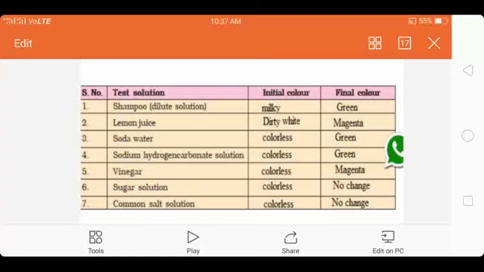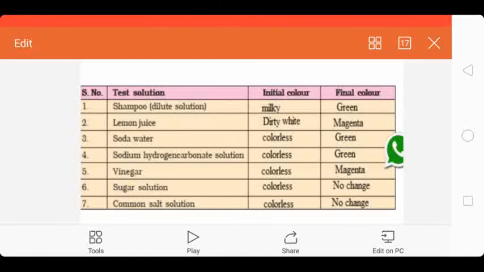First one is shampoo. Shampoo has a milky color at the initial stage, and when we mix China rose indicator, it will become green in color. That means it is basic in nature. Lemon juice. Lemon juice consists of citric acid, as I already told you, and it is dirty white in color, and China rose indicator will turn this substance magenta. That means it is an acid.